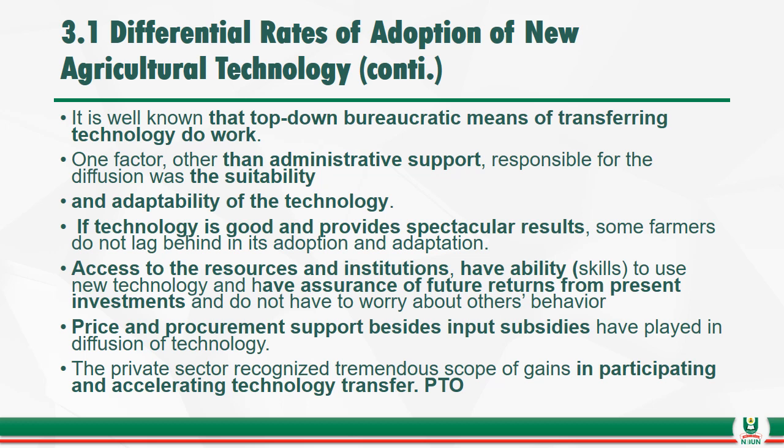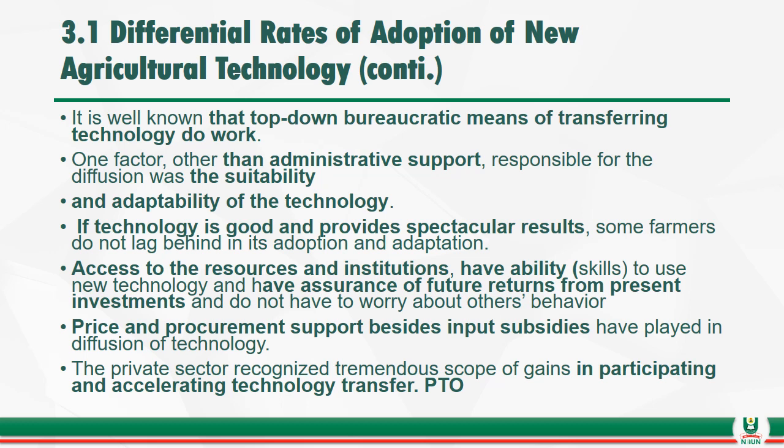One factor other than administrative support responsible for the diffusion was the suitability and adaptability of the technology. If the technology is good, of course, definitely many people will adopt it. But if it is not, it may not be adopted. Another factor is the access of these users to the resources and institutions which this technology is meant for. So the more they access, the more they want to use this technology.